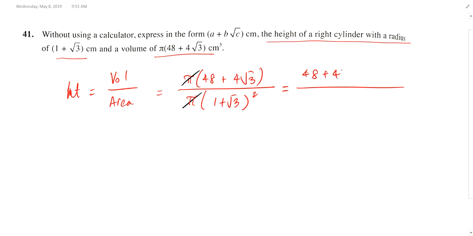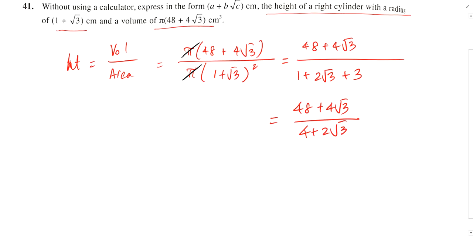1 plus 2 square root 3 plus 3. Okay, so that gives us 48 plus 4 root 3 divided by 4 plus 2 root 3. Now at this point in time, you can choose to rationalize, but there is a simplification you can do. Everything divided by 2. 24 plus 2 root 3 divided by 2 plus root 3.